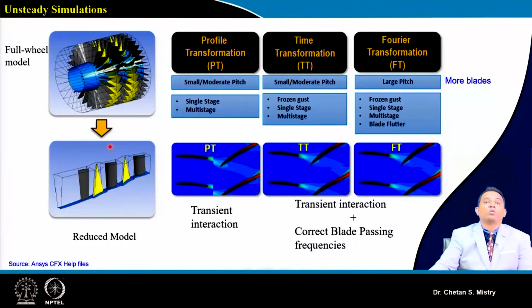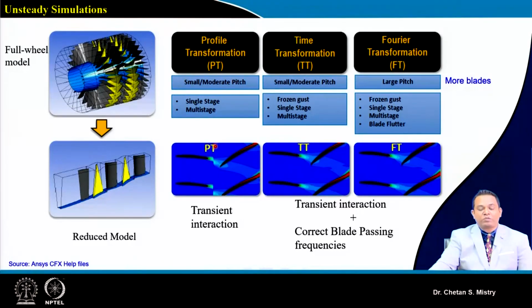Now in order to do unsteady simulation, the computational power has increased, and people are becoming rich in terms of computational facilities in universities, even in industries, and that is the reason why they are analyzing unsteady kinds of flow. There are different approaches defined by ANSYS CFX. They are profile transformation, time transformation and Fourier transformation. Here in this case, you can understand this will be used for small or moderate pitch configurations. It is applicable for both single stage as well as multi-stage.